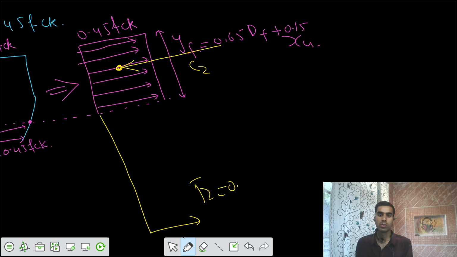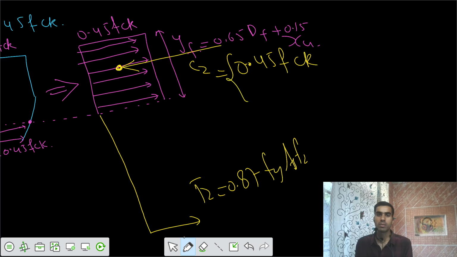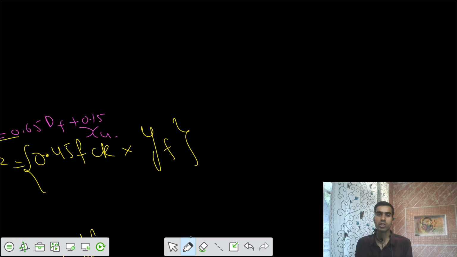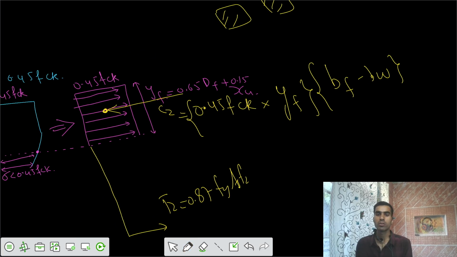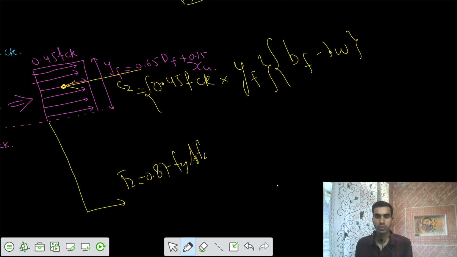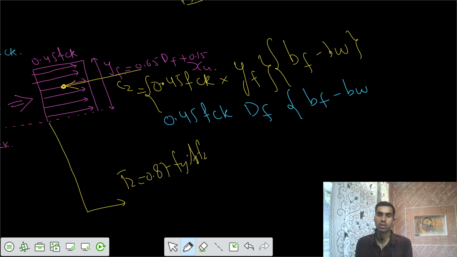There is some T2, 0.87 Fy AST2, and there is some C2 force having intensity of 0.45 FCK. This is the area of the stress block into some depth of the flange or thickness of the flange, that is YF, and the actual width of the section was this part. That was BF minus BW. So I got the C2 force also. If I compare this one with the previous case, my C2 force was actually equal to this one. Can you see that?